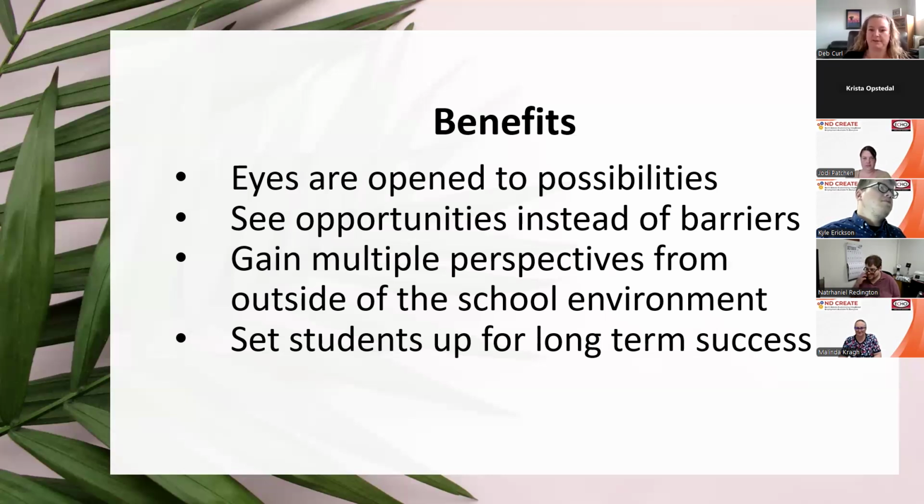It's very impressive. When you are working with customized employment, you're really setting students up for long-term success. You're not just finding them a job for while they're in high school, but you're looking at possibilities for them, not only with employment, but also for post-secondary education and things as well. And again, setting them up for long-term success.